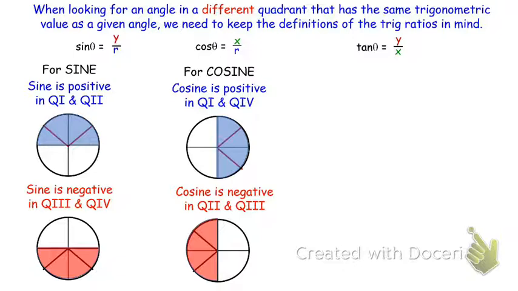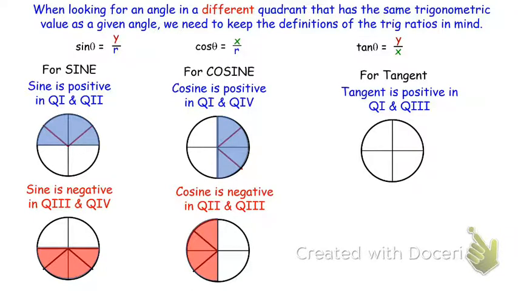Now tangent is y over x, notice there's no r here. So in order for tangent to be positive, you need to divide, and both the y and the x have to be the same sign. So if you're in quadrant 1, x and y are both positive, which will divide to be a positive. And if you're in quadrant 3, x and y are both negatives, and that quotient will still be positive. So tangent is going to be positive in opposite places, quadrants 1 and 3.